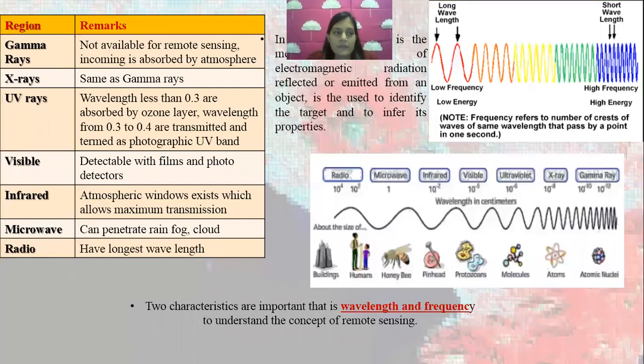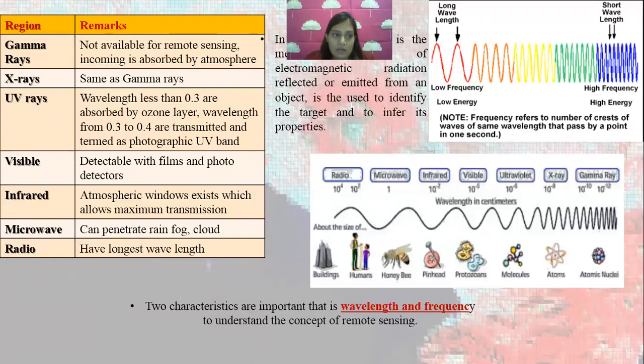Hello students. In the previous session we discussed EMR, that is electromagnetic radiation, and the electromagnetic spectrum, right? Here I would like to show you the segments of the microwave, thermal infrared, visible, and near visible regions, and all these regions will have some remarks.